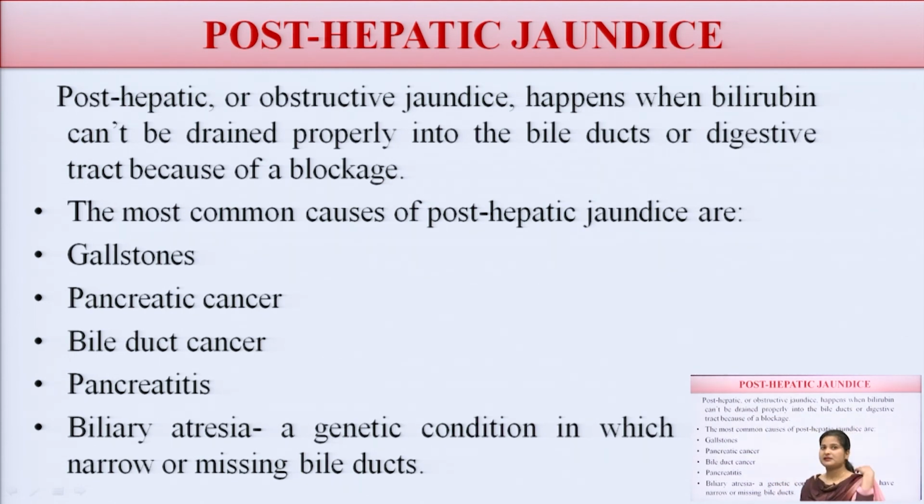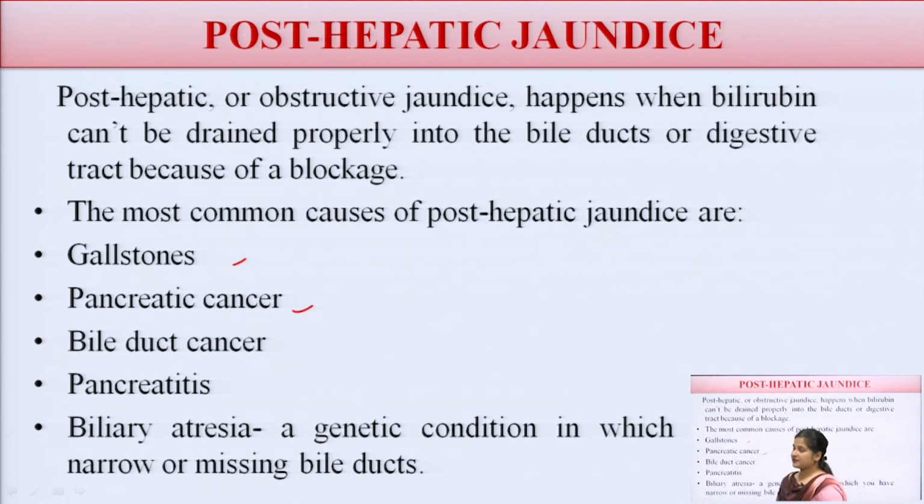Now, last one is the post hepatic. So, post hepatic means after the liver. The post hepatic type is known as obstructive jaundice, which happens when the bilirubin can't drain properly into the bile duct or digestive tract because of a blockage. So, the most common causes of post hepatic jaundice are gallstones, meaning there are gallbladder stones due to which the bile juices and bilirubin will not drain out properly.